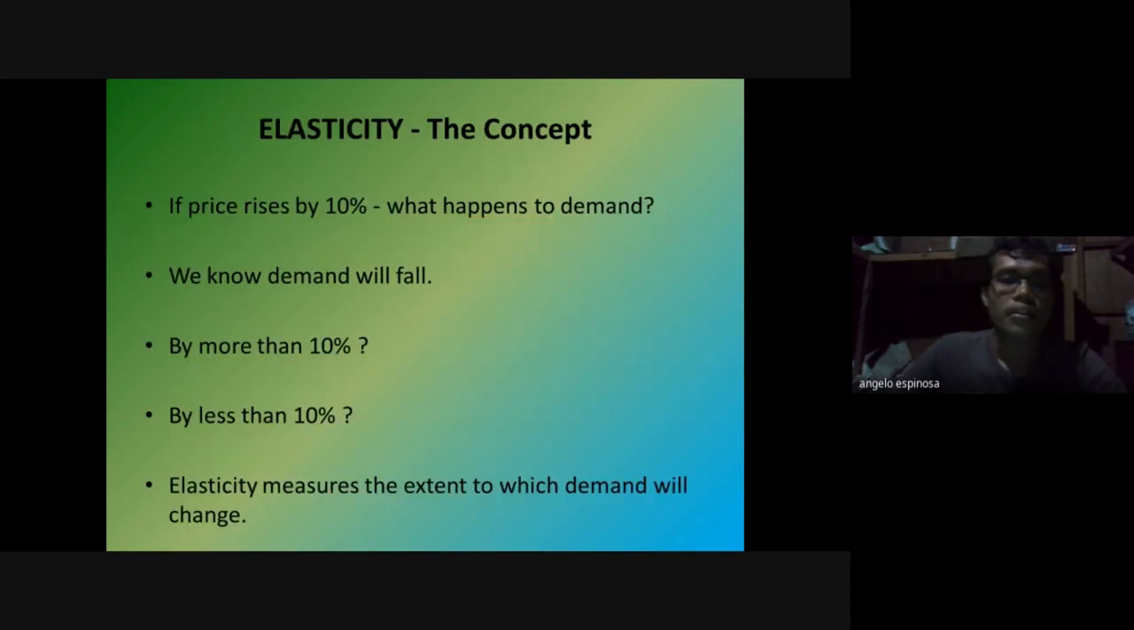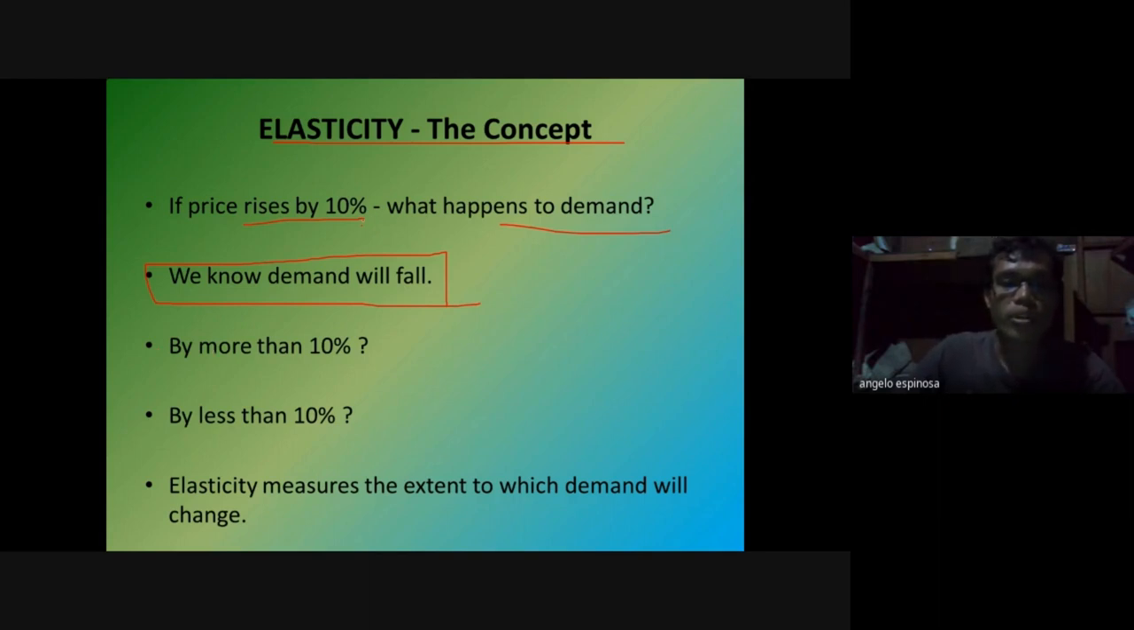Okay? So elasticity, we have the concept of elasticity in general. Let's have here also applicable for demand and supply. So we have, if price rises by 10%, no? Yung price daw ay nag-rise ng 10%. So what happens to the demand? Tumataas yung presyo, what happened to the demand? As the law of demand, the quantity demanded will fall if the price is rising by 10%. So nagkakaroon ng sensitivity sa price. Kasi when the price is rising, the demand is falling.